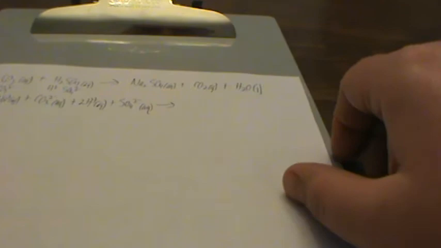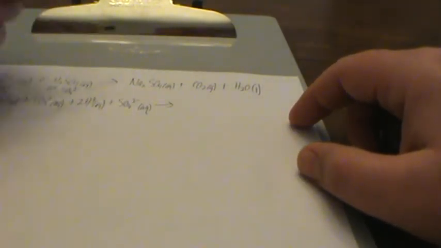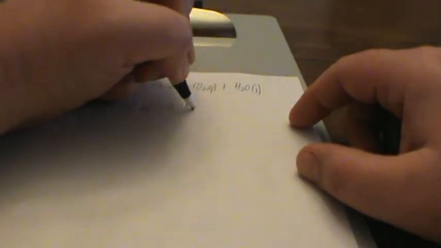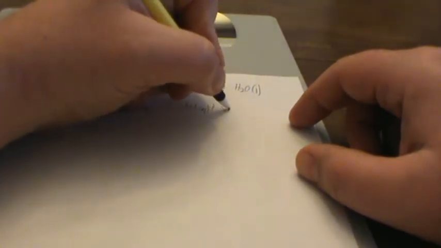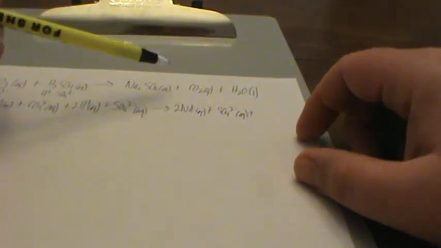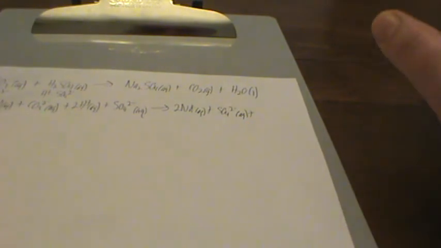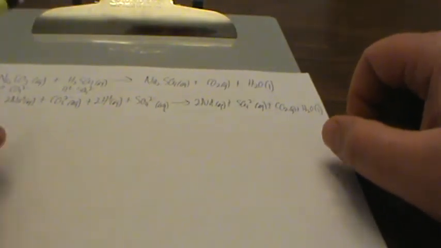Now over on the right-hand side, sodium sulfate is aqueous, so we break it apart into ions. We have 2 sodiums, so once again we have to show 2 sodium ions. We only have 1 sulfate, so show 1 sulfate ion. Now our last 2 products, we have carbon dioxide and water. Gas, liquid. Write them down as is. We do not break them apart. So we have that.